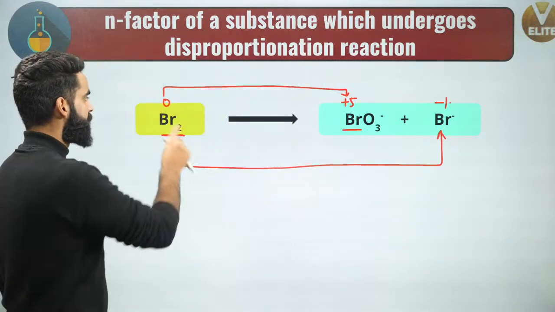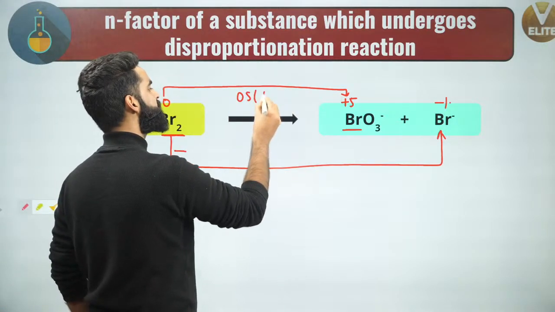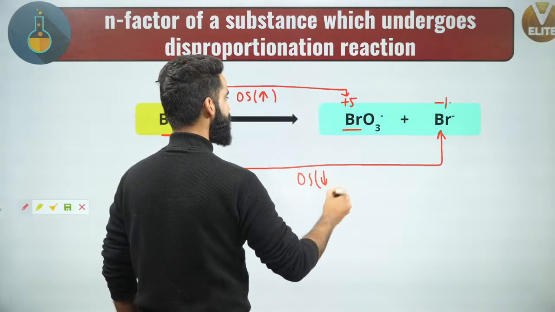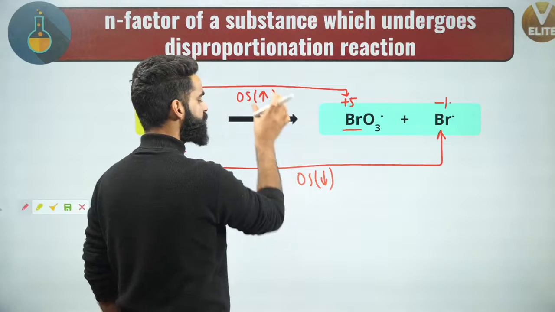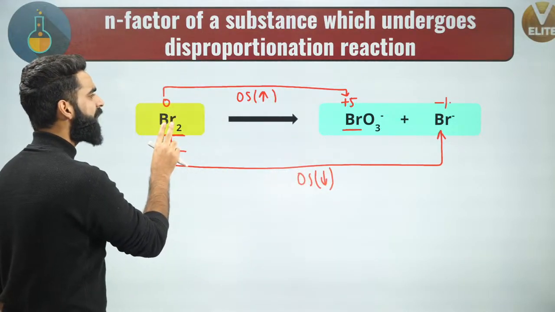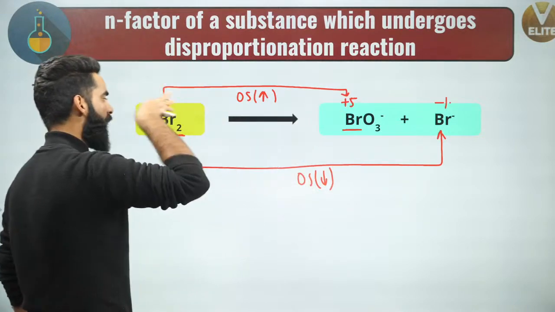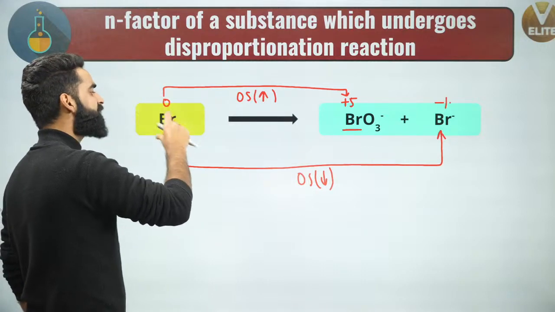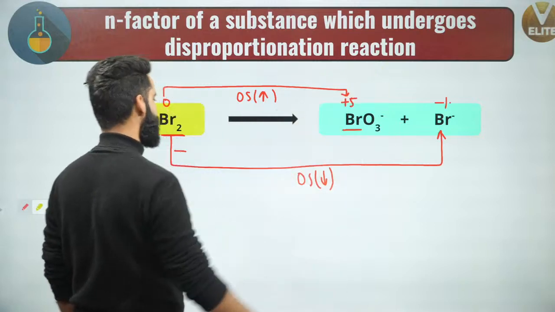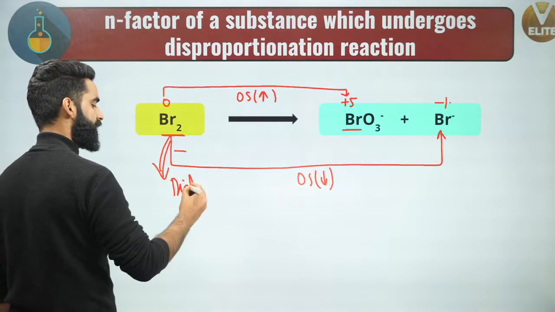So can I say from 0 to plus 5, oxidation state of bromine is increasing. From 0 to minus 1, oxidation state of bromine is decreasing. Increase in oxidation state is what we call as oxidation. Decrease in oxidation state is what we call as reduction. Can I say some part of this Br2 is undergoing oxidation and some part of this Br2 is undergoing reduction? So I would say that compound whose some part will be undergoing oxidation, whose other part will be undergoing reduction, this compound we say is undergoing disproportionation.